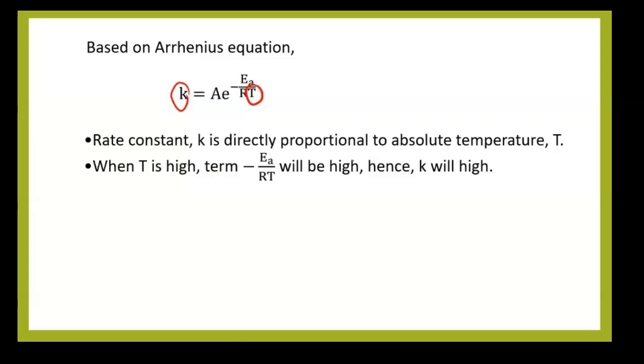So the rate constant is directly proportional to the temperature. Based on the Arrhenius equation, we know that k is directly proportional to the temperature. When the temperature is increasing or higher, it means the term negative activation energy divided by RT, negative Ea over RT, will be higher, so k will be higher. You must know this one. If you forgot about this one, you may not clearly see the relationship between k and T from the Arrhenius equation.